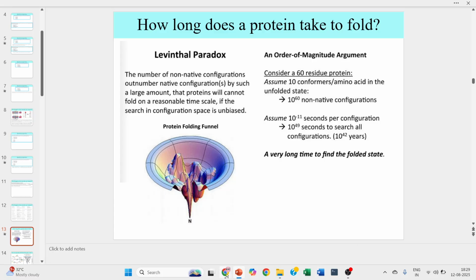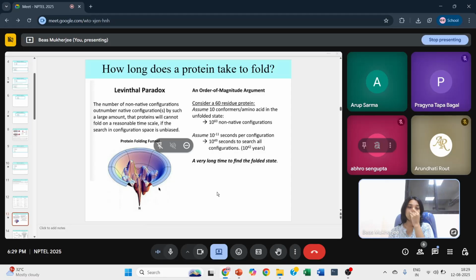Right. So now we move on to something called Levinthal's paradox. When people started studying protein folding, they realized that it is impossible for a protein to fold into its native structure within the small amount of time that it takes, right? To give you an example, Levinthal said, let's say there is a protein made up of 60 amino acids.